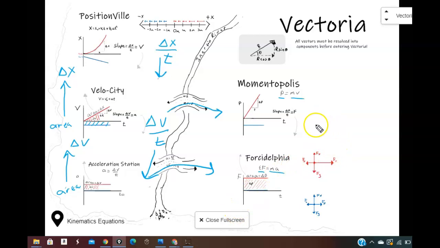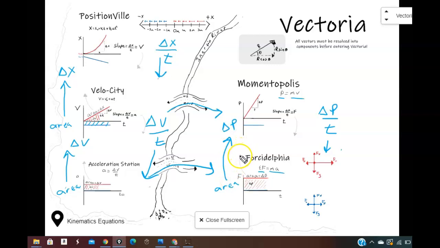The same rules over here apply if we're dealing with these vectors that include mass or inertia. So the rate of change of momentum divided by time, or the slope of my momentum-time graph, is force. So that equals force. If I take the area under my force-time graph, that is a change in momentum.